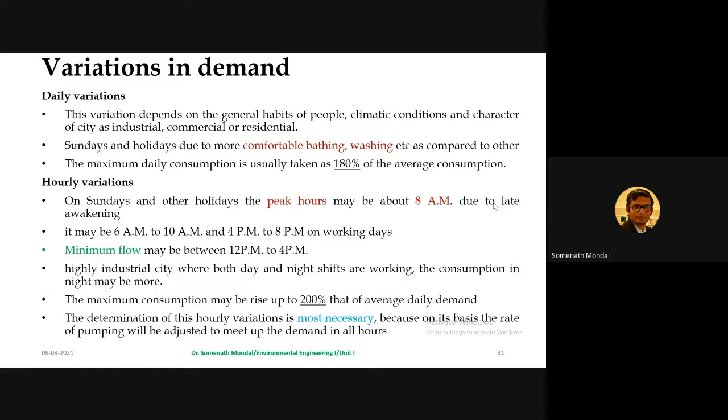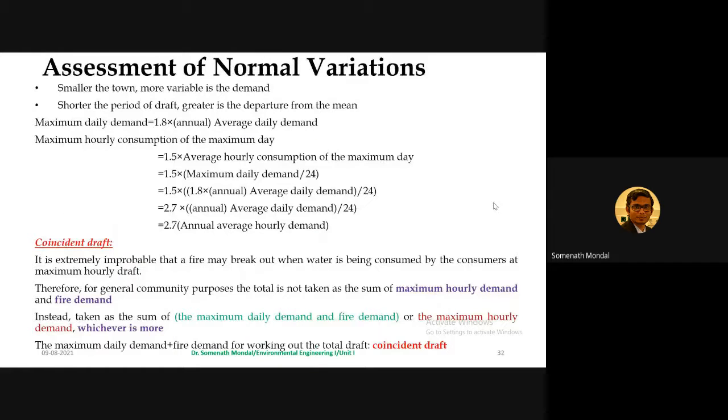Fine. So if we want to get the hourly variation, that is basically 2 into daily variation, and if we want to express that in terms of average consumption, then it becomes 1.8 into 2, so it's basically 3.6 into average consumption, that is our hourly variation. Fine. So this is the way all these different variations are addressed.